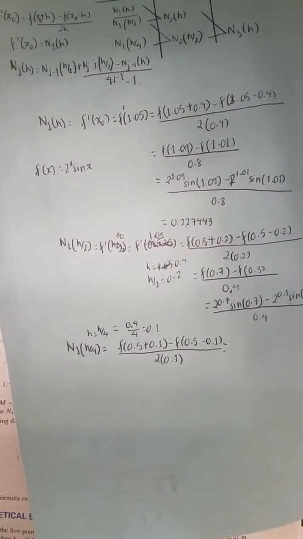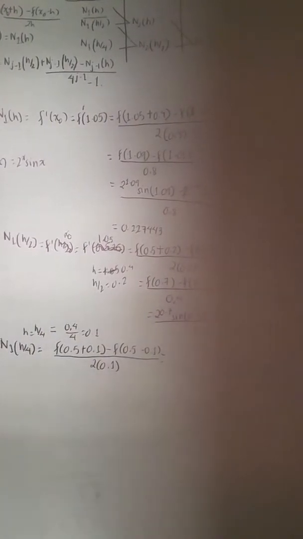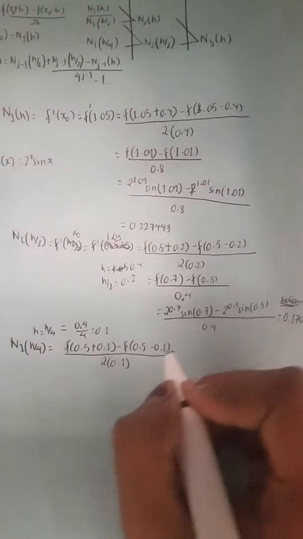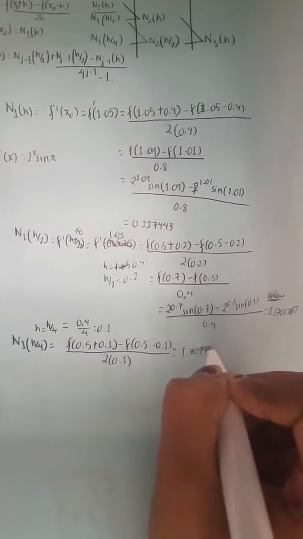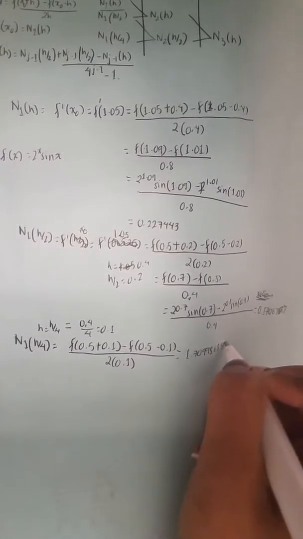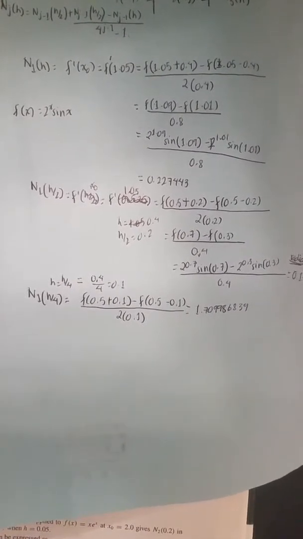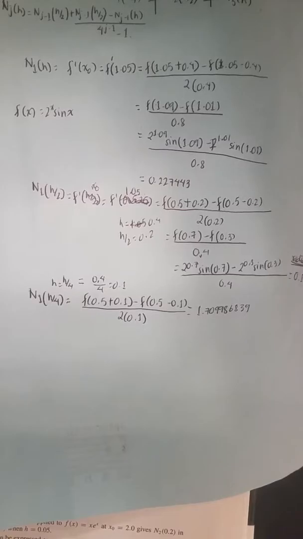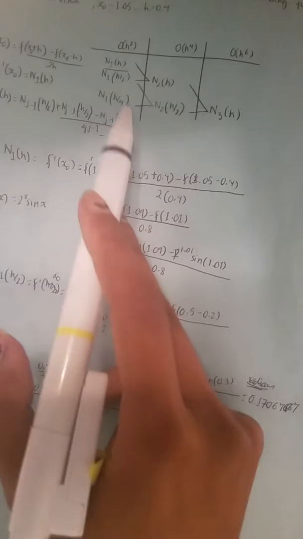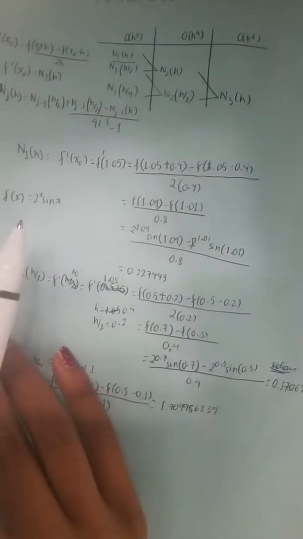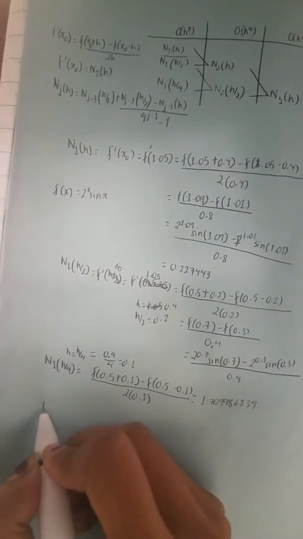And finally, if you substitute that function back, you will get 1.709986839. Pretty long, huh? In the exam, we'll have 40-bit accuracy, so we'll be fine. So now that I've found this, I can use these two to calculate N2 of h. I'll use the formula up here to calculate my N2 of h.